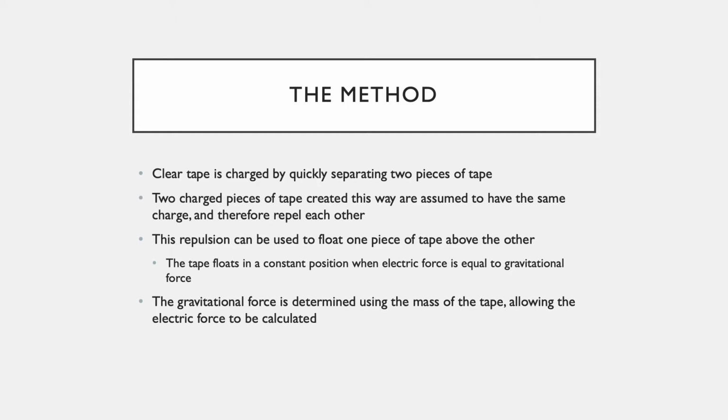The repulsive force generated by the two pieces of tape with the same charge can be used to float one piece of tape above another piece of tape. The tape floats in a constant position when the electric force applied to it by the tape below it is equal to the gravitational force pulling down on it. The magnitude of the gravitational force can easily be calculated using the mass of the tape, allowing the electric force to therefore be calculated using it.